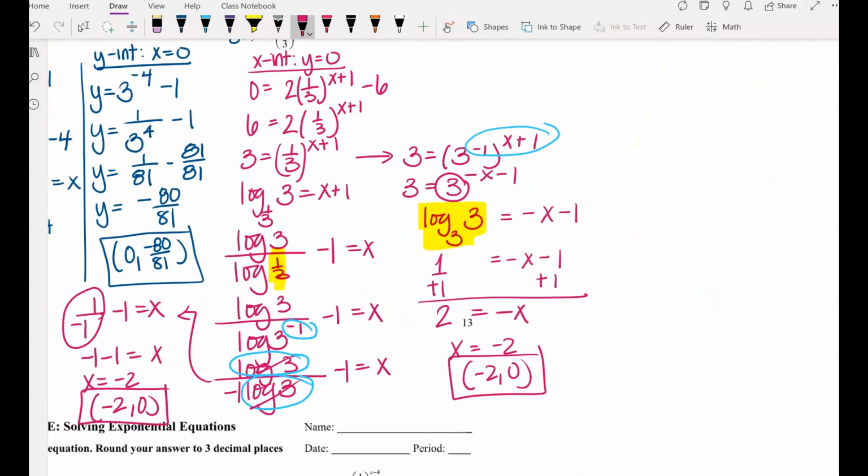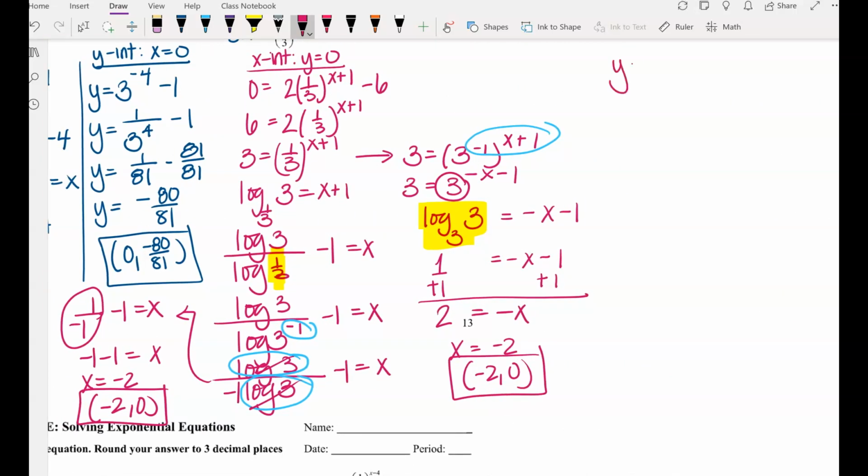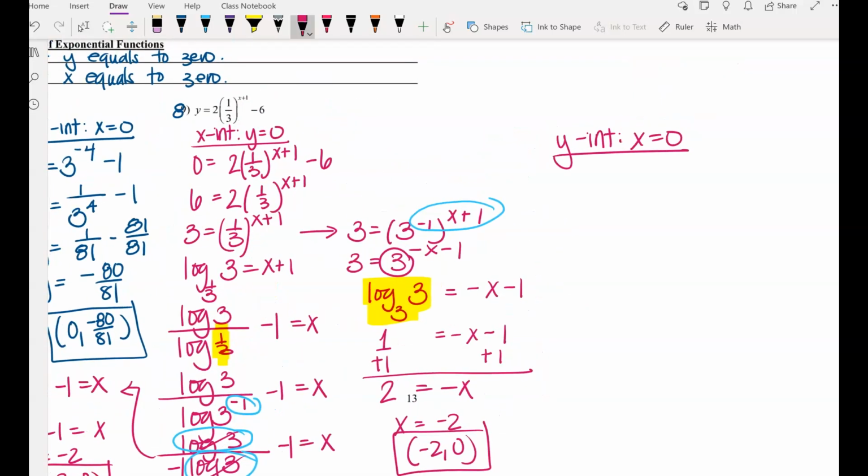Last one on this one is the y-intercept. We will set x equals 0. Y equals 2 times (1/3) to the power of 0 plus 1, which is to the 1 power, minus 6. So y equals 2 times 1/3, I'm just going to rewrite it as 2/3. I hope that's okay with you.